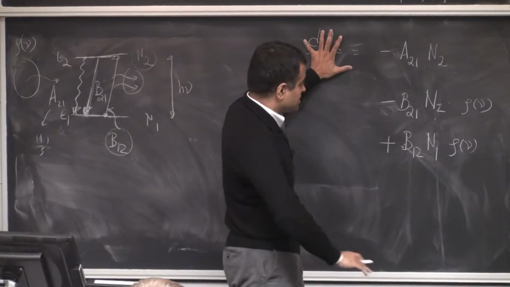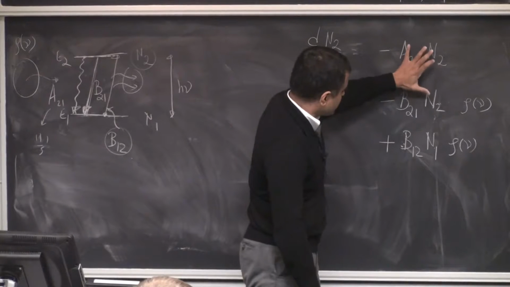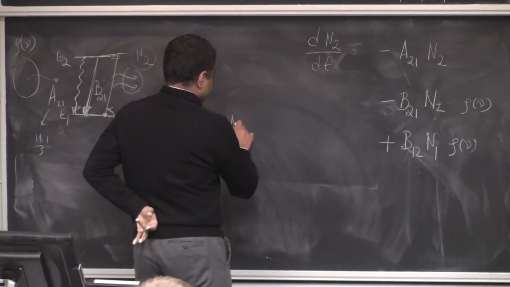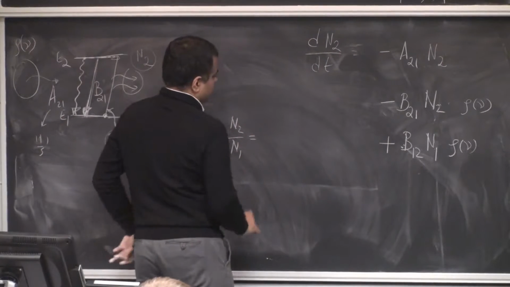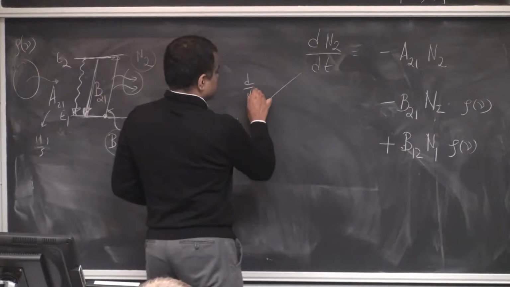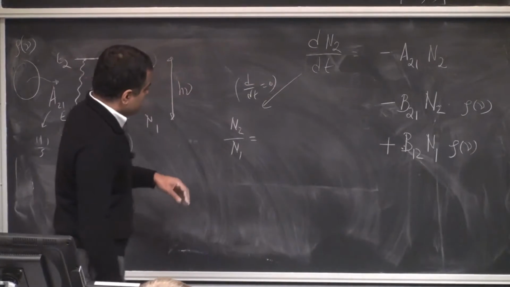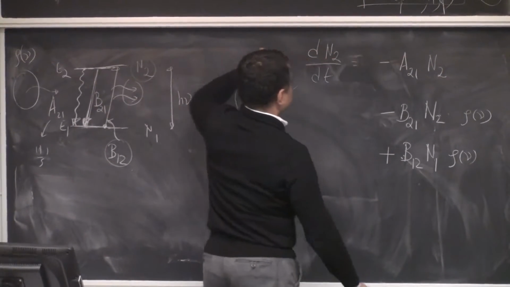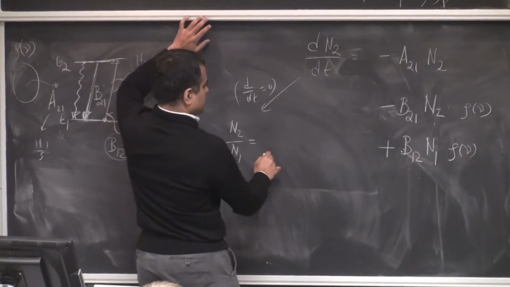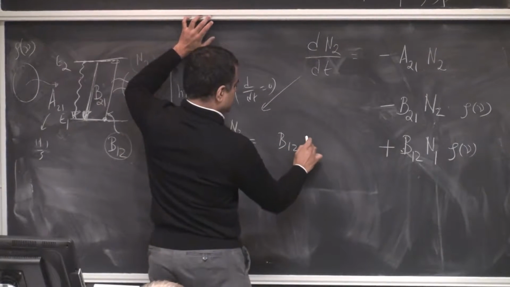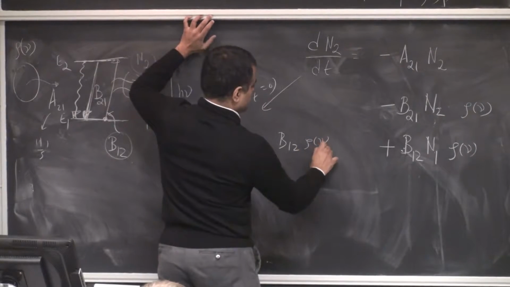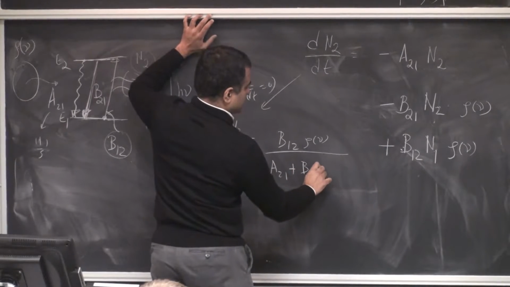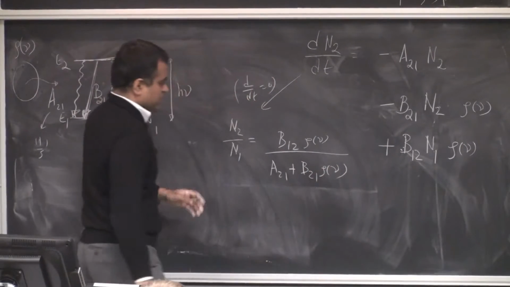Steady state, nothing changes. This reaches steady state. And then I can rewrite this expression and get an N2 over N1 here. From the steady state, d over dt is 0. If I put N2 by N1, I'll get some ratios here. Let's see, you get N2 over N1 equals B12 rho nu over A21 plus B21 rho nu, something like that, right? That's what you're going to get.